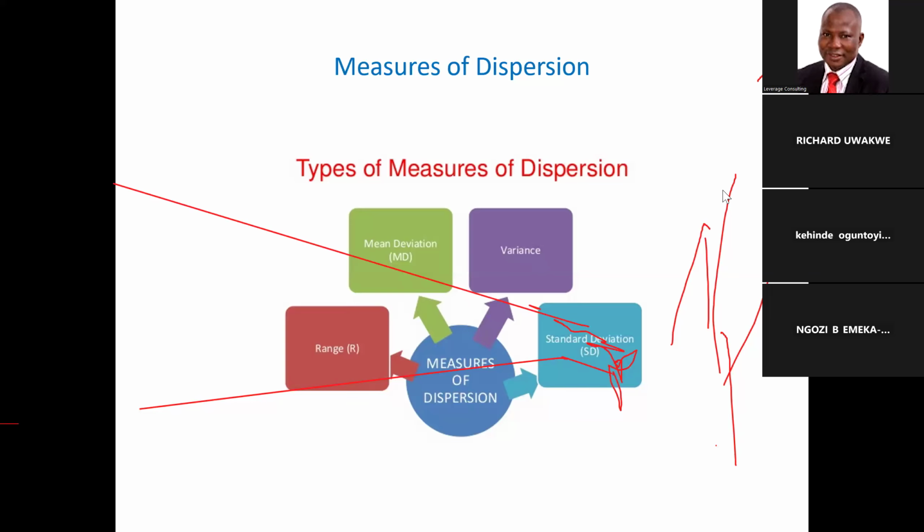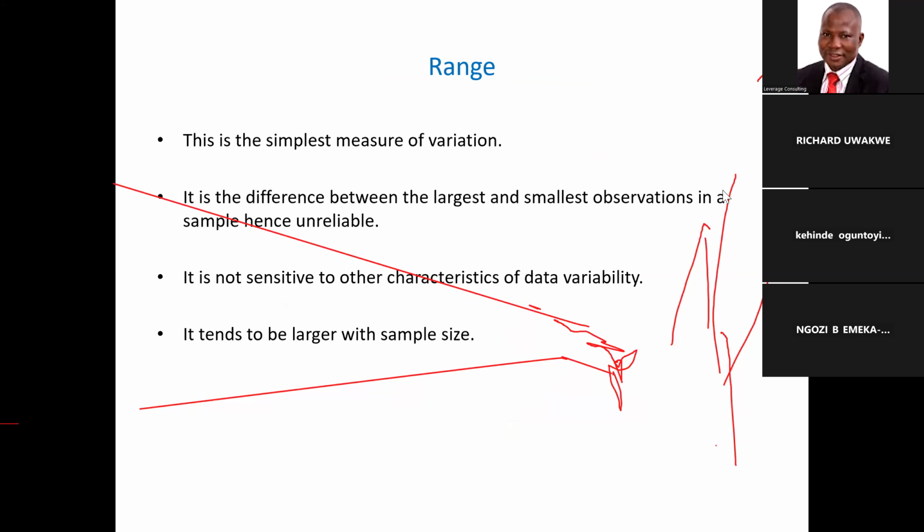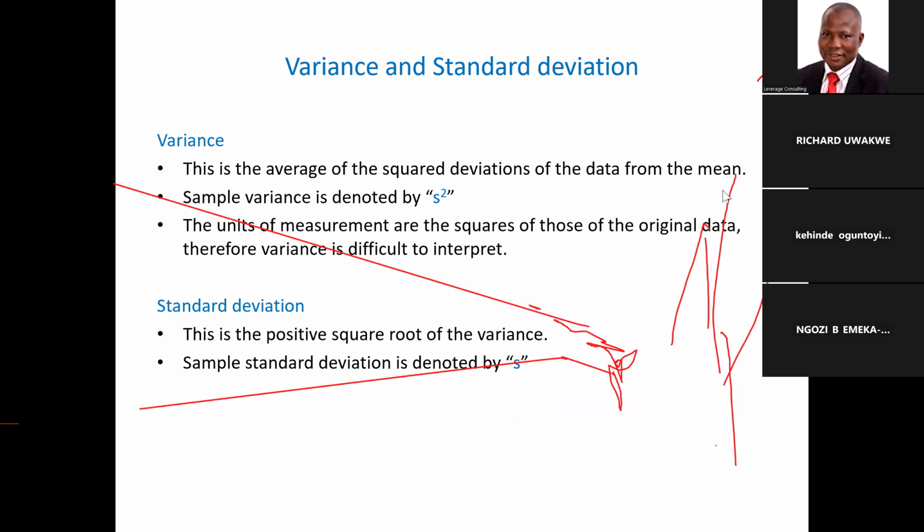So for us to describe the variance and standard deviation, we need to move on from the range. We need to move and give an example.